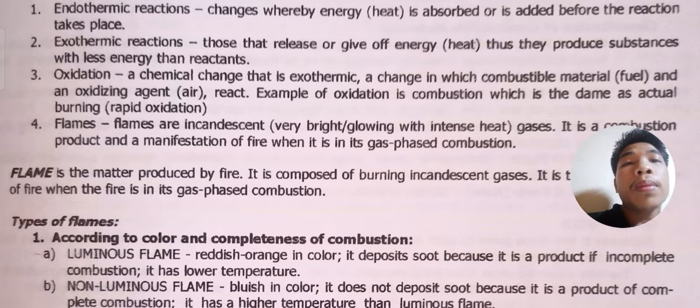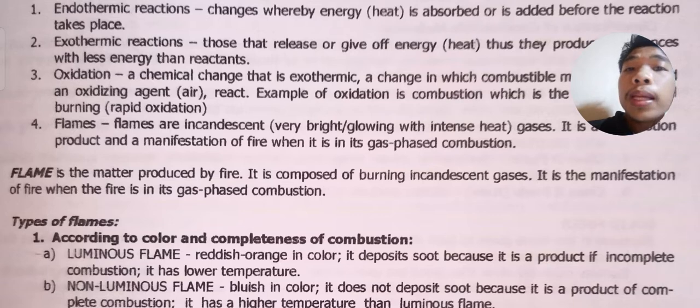Next will be the flames. Flames are incandescent, very bright, glowing with intense heat, because it is a combustion product and a manifestation of fire when it is in gas-phase combustion. Let's define flame. Flame is the matter produced by fire. It is composed of burning incandescent gases. It is the manifestation of fire when the fire is in gas-phase combustion. So we already know flame: when something burns, what you see, what is visible to your eyes, is called flame.